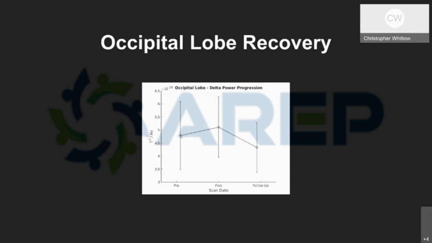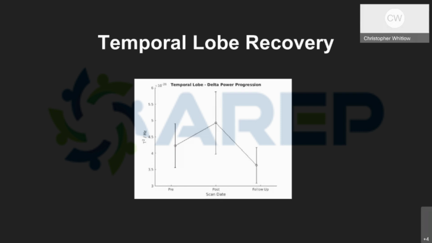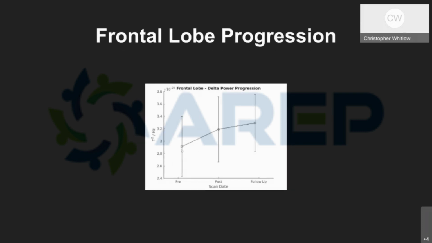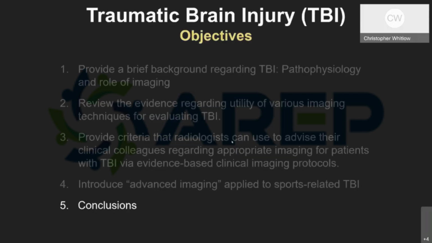In occipital lobe, it looked like after the season, delta activity went up, but there was some recovery about 9 months after the season. Same with temporal lobe. But what's concerning is that in frontal lobes, it goes up after a season of American football and continues to go up even after 9 months. So almost like participants are on a new developmental trajectory with abnormal increases in delta wave activity.